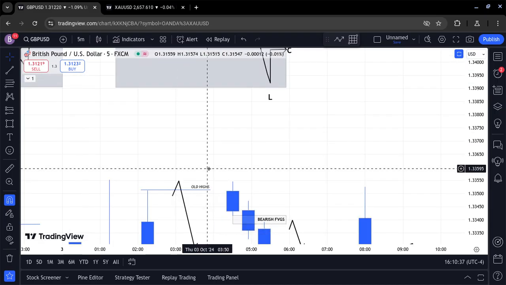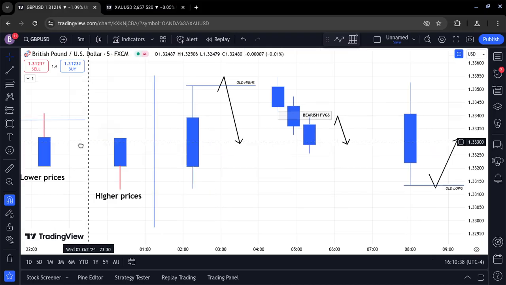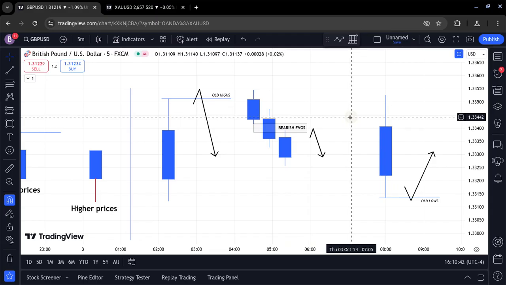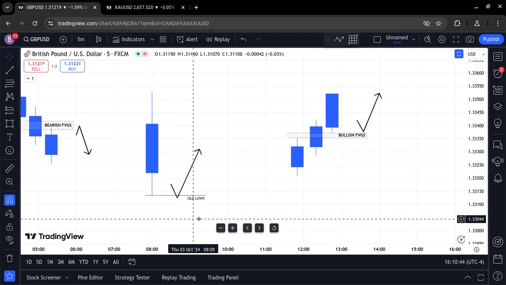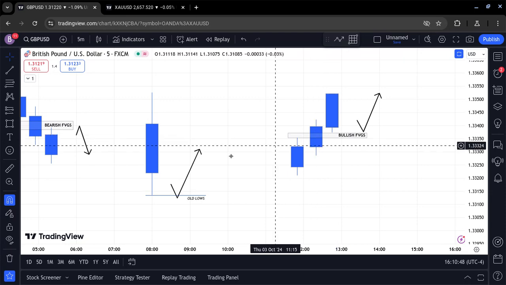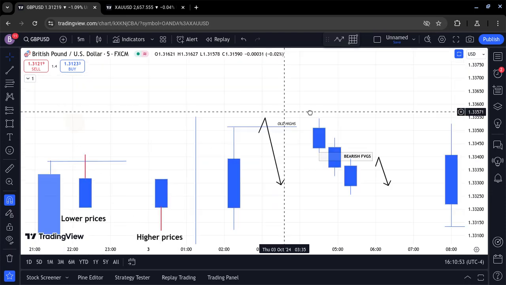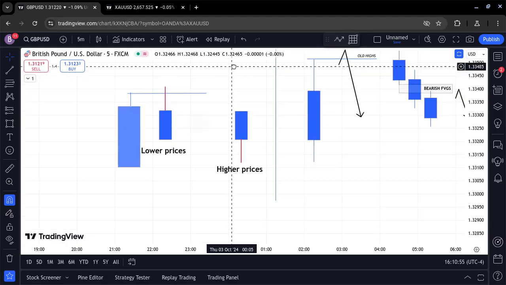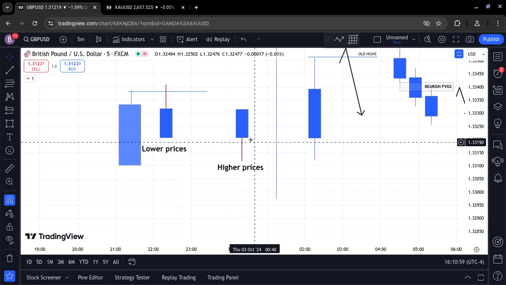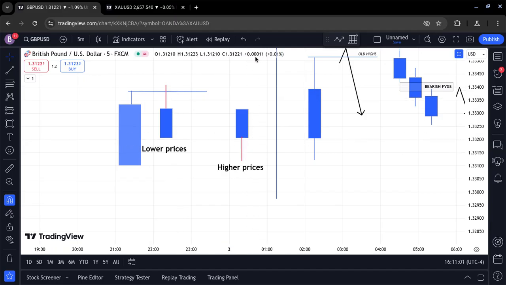Now, where do you sell? Once again, you sell at all highs, you sell at bearish FVGs, you buy at all lows, you buy at bullish FVGs, timed FVGs, timed lows, timed FVGs, timed highs. All right, and wick above, lower prices, wick below, higher prices.